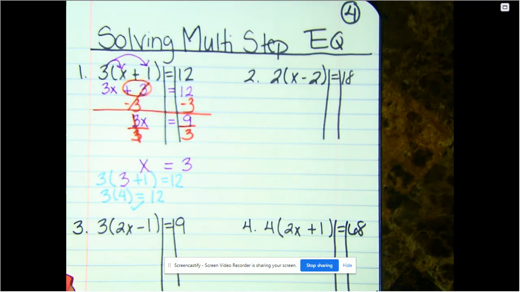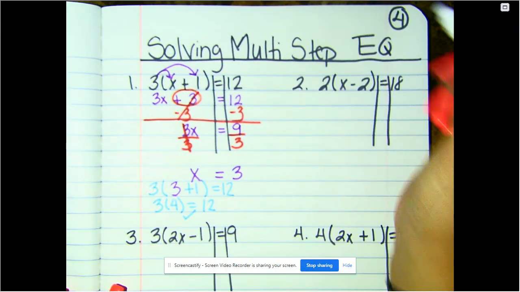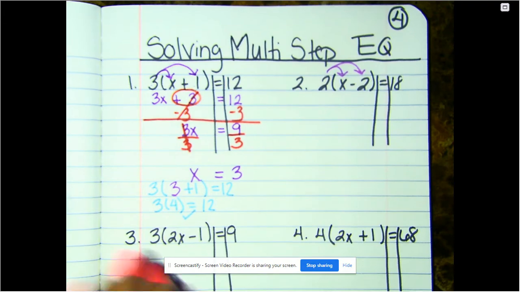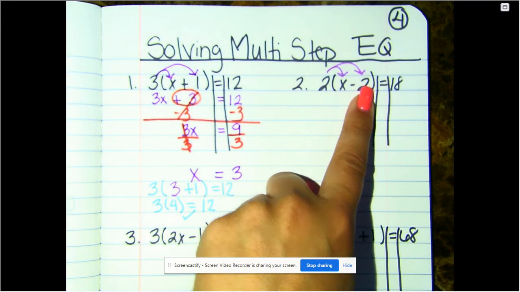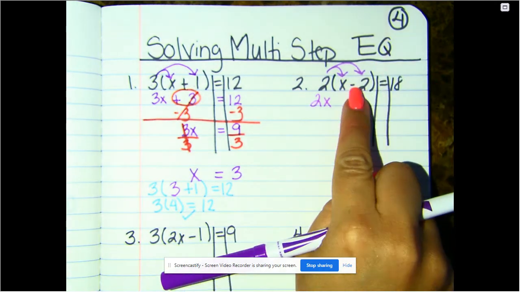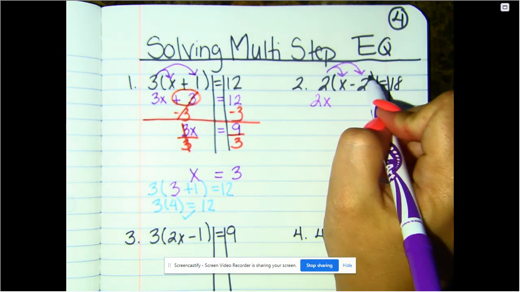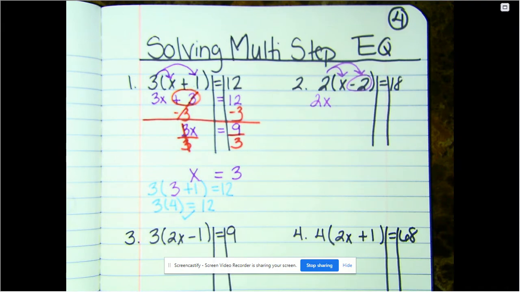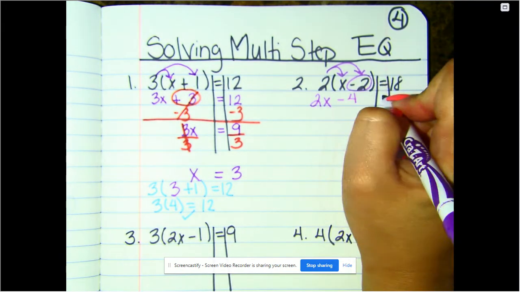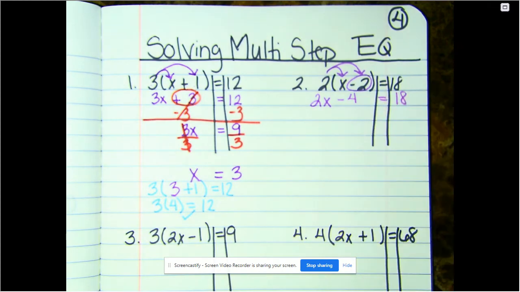Okay, moving on to example number 2. I'm going to stick with the distributing method mode. And we are going to distribute the 2 into each one of the terms inside my parentheses. It becomes 2x. Be very careful. This right here is listed as a negative 2 because of that subtraction sign. So 2 times negative 2 becomes negative 4 equals 18.